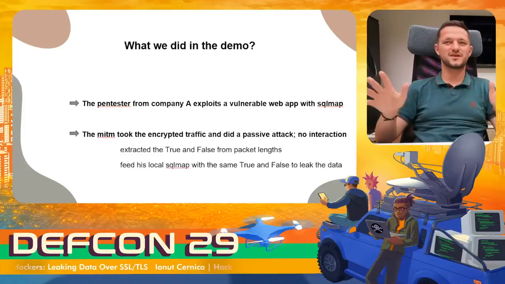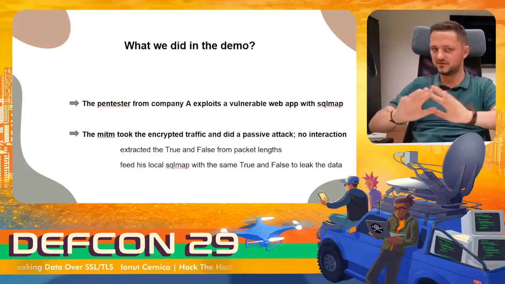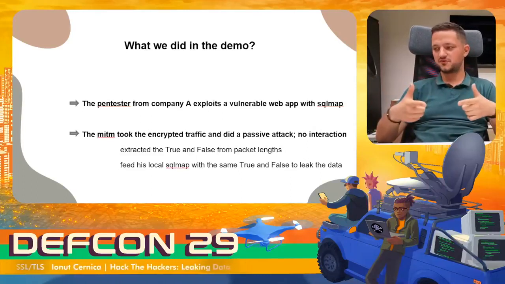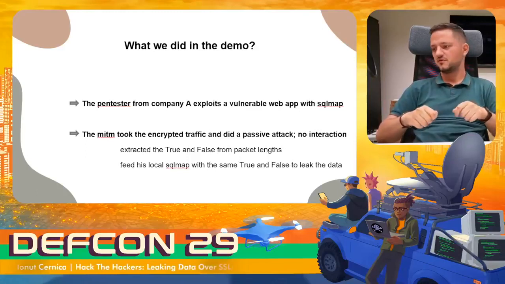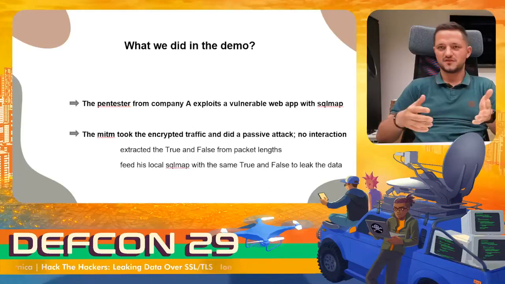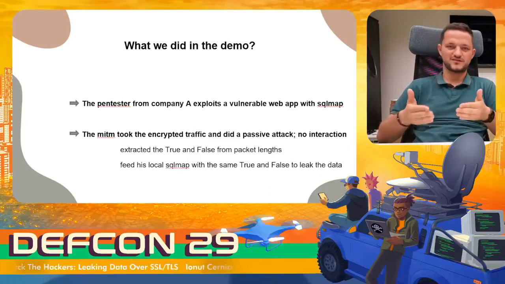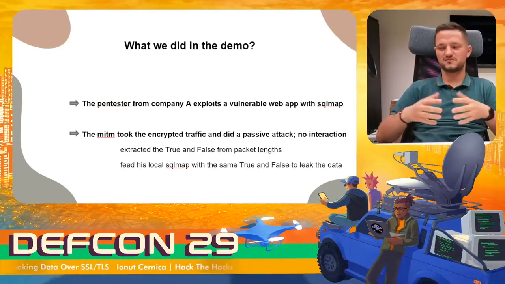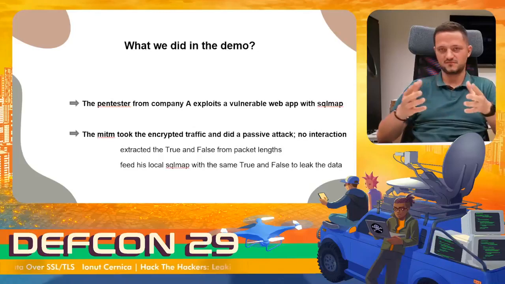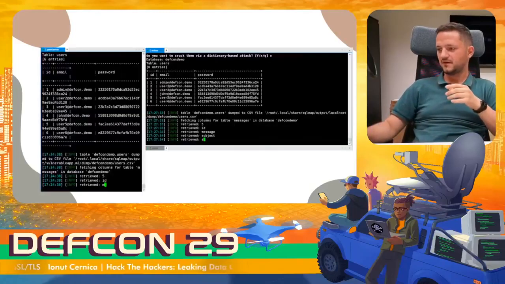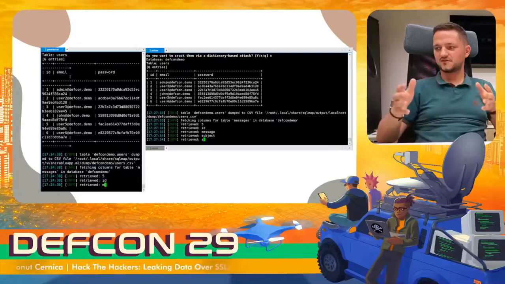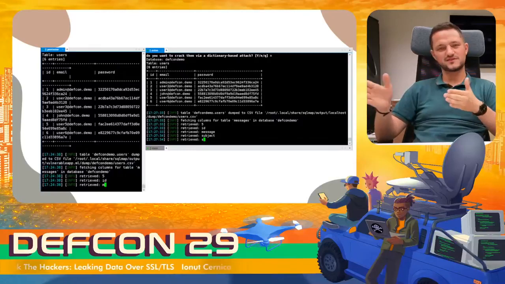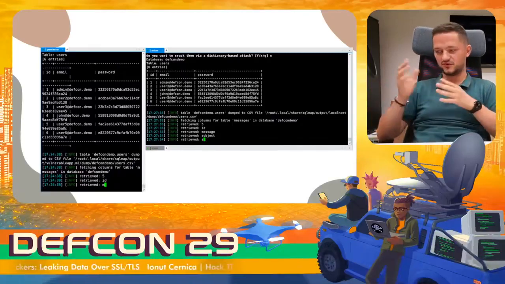So it doesn't matter if it's encrypted or not encrypted, it doesn't matter. He just took the packet lengths and fed his local SQLmap with the same trues and falses to leak the data. Or you can reverse these steps and create a tool that does the same but much faster. I did this to understand the impact in an easier way. So the result was that the man in the middle, as you can see in this picture, took the same information as the pen tester did with the vulnerable web app.